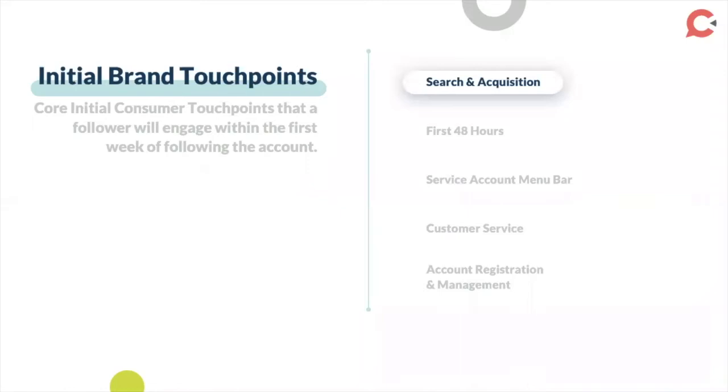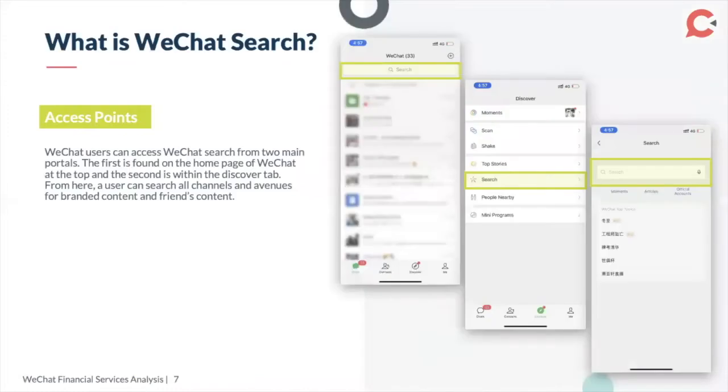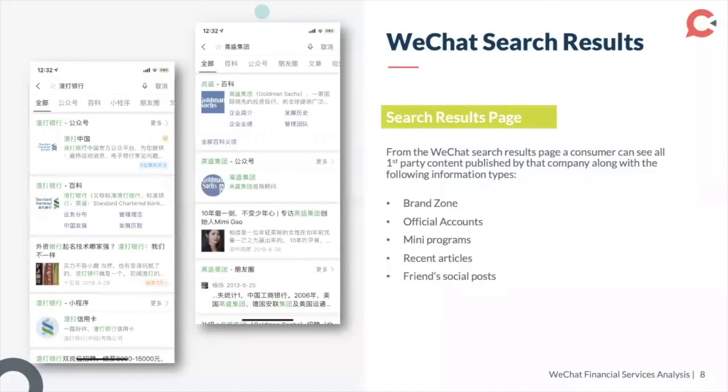So let's get started. The first touch point is the search and acquisition. So what is WeChat search? I believe most of you who ever use WeChat already know that at the top of the homepage or in your Discover tab, WeChat allows users to search for a brand. And what are the search results in terms of brand search? Users can see all of the brand's WeChat properties, including your official accounts, mini programs, and the recent articles.